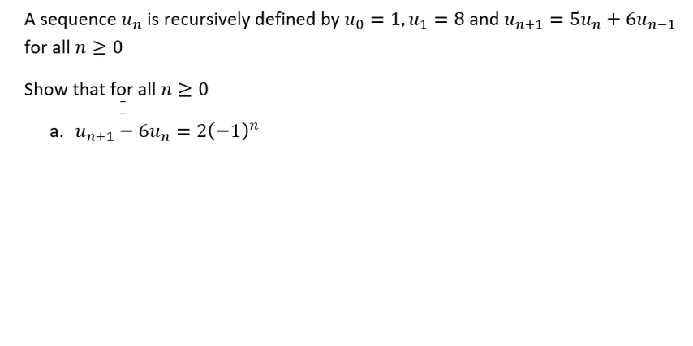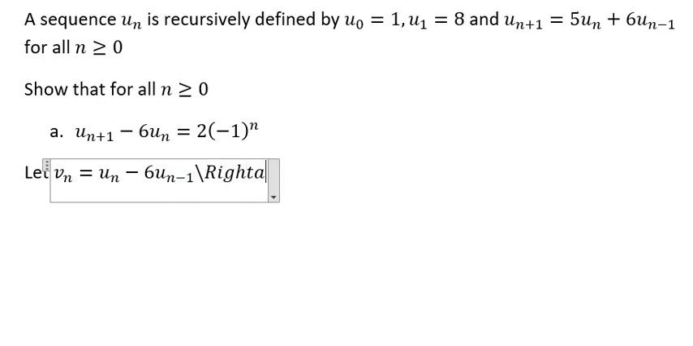In the second method, we realize that the right hand side is a geometric sequence, okay? Because you're seeing something like first term times common ratio to the power n, so it's like a GP. So what I'm going to do is let Vn be equal to un minus 6un minus 1, so that Vn plus 1 just becomes what I have there on the right hand side. So Vn plus 1 becomes un plus 1 minus 6un.